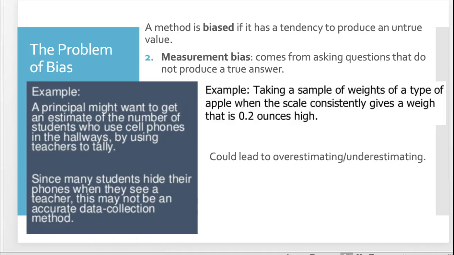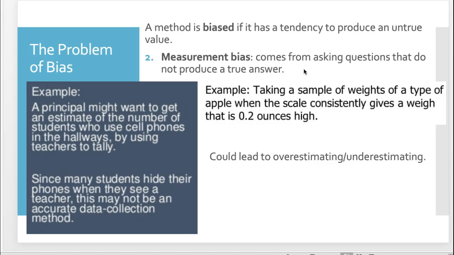Another type of bias is called measurement bias. Measurement bias comes from asking questions that do not produce a true answer, so we have to be careful in how we set up the survey. Just like in the helper versus hinder example, they didn't want any measurement bias. That's why they counterbalanced. They didn't keep the hinderer toy blue all the time, to avoid babies just selecting the helper toy because it was blue, as if those were favorite colors for babies or something like that.